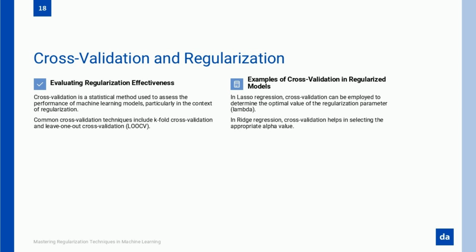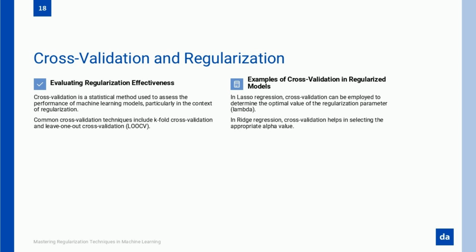This is why cross-validation and regularization go hand in hand. Cross-validation helps answer the biggest questions in model tuning. How much regularization is too much? Is my model actually generalizing, or is it just lucky on a single test split? Which type of regularization works best for my data?